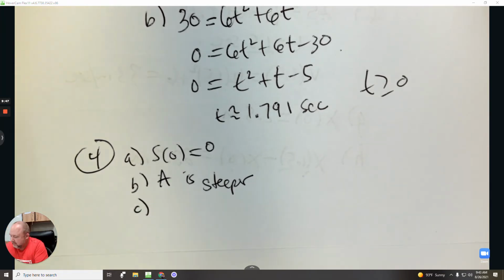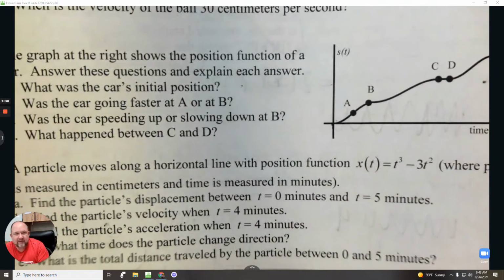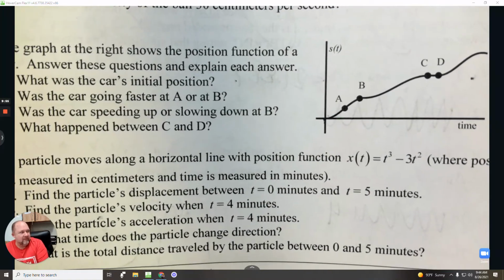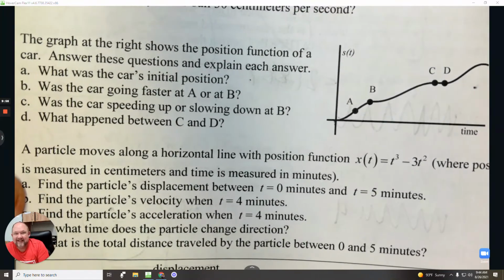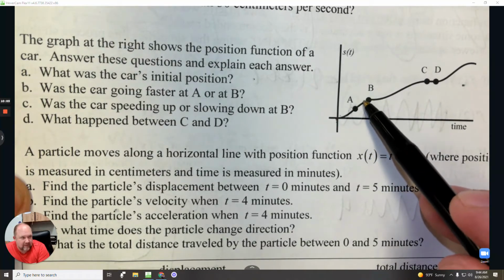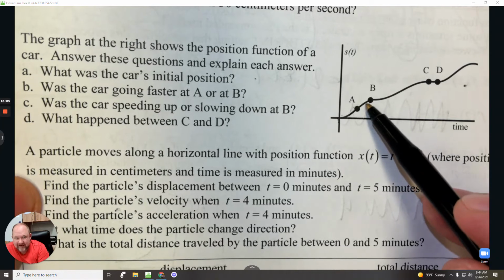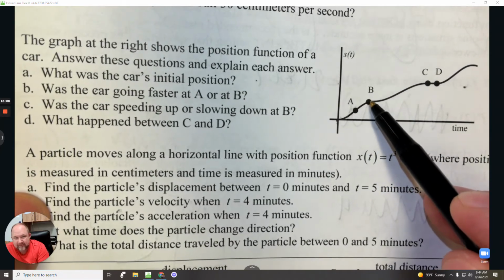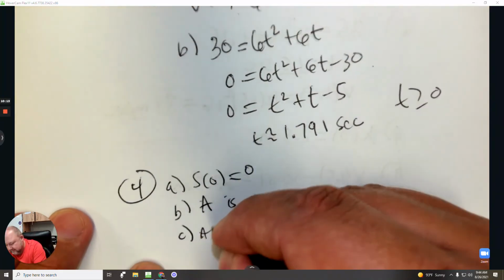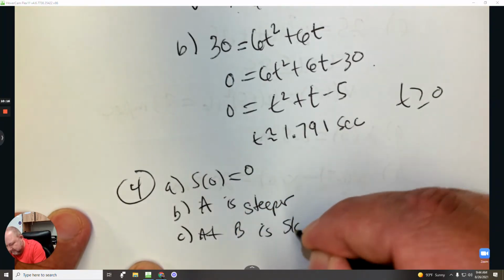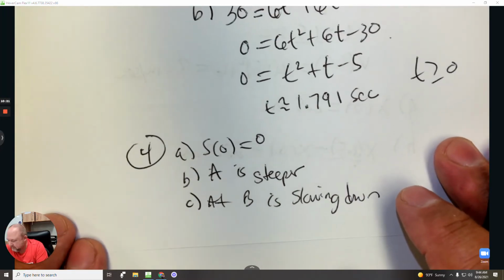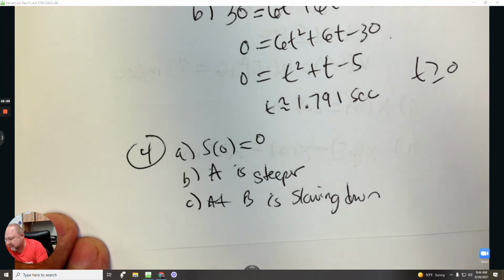Was the car speeding up or slowing down at B? What does that mean if it was speeding up or slowing down at B? If you look at this, look at what's happening around it. Do you see that the slopes are getting less? So it was speeding up, and then at B, it starts to slow down because the slopes are flattening out. So it is slowing down. Again, we're looking at the slopes and whether they're getting greater or less. In this case, the slopes were getting less in size.